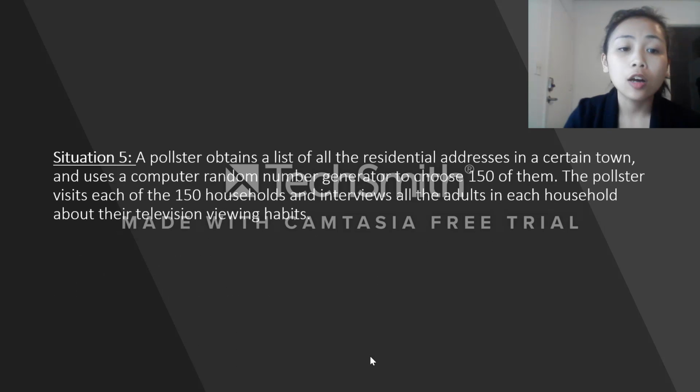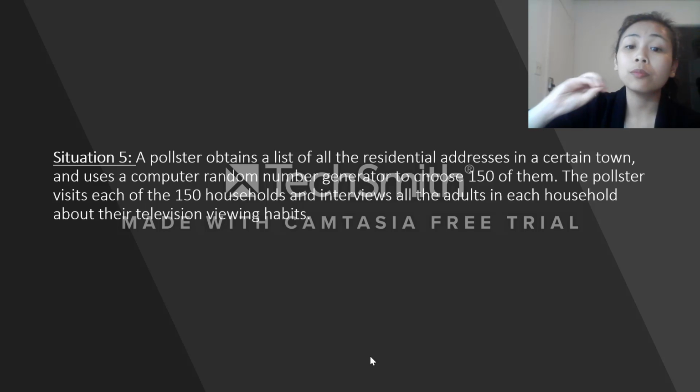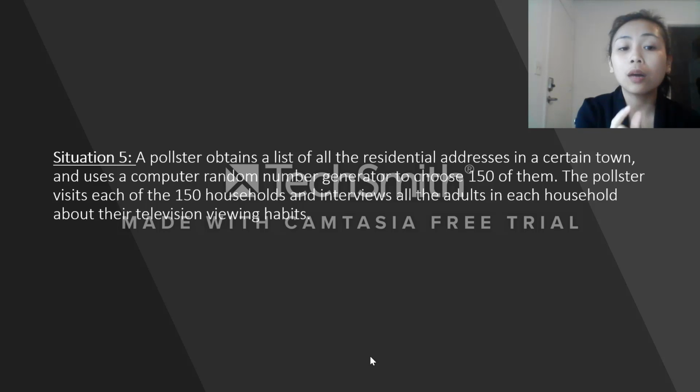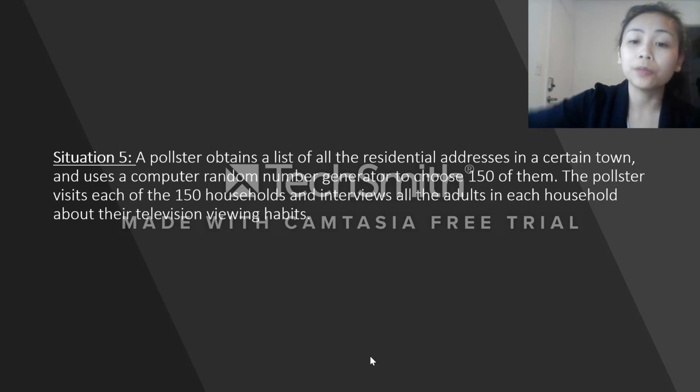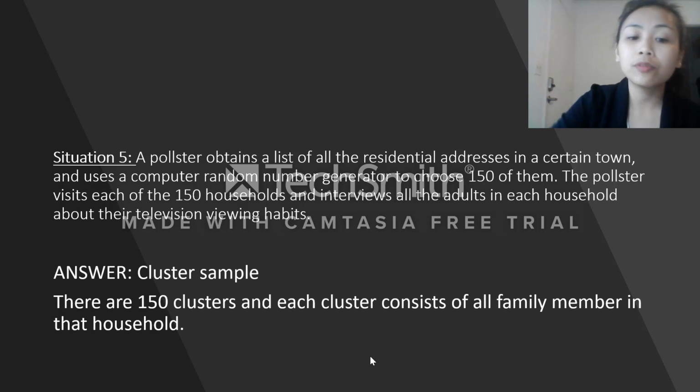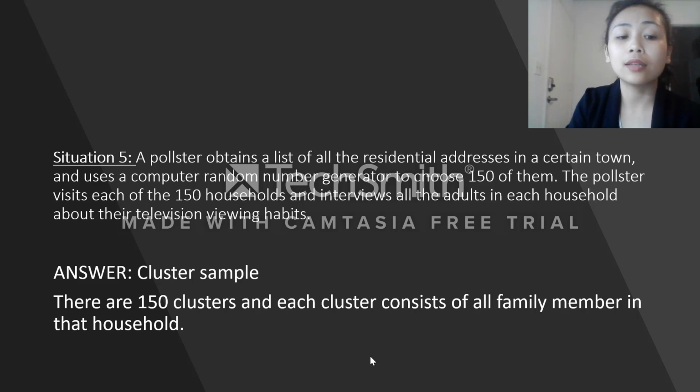Next, situation 5. A pollster obtains a list of all the residential addresses in a certain town and uses a computer random number generator to choose 150 of them. The pollster visits each of the 150 households and interviews all the adults in each household about their television news habits. So here, they make a simple random sample of the households, and in each household, they collect all the adults in that household. So this is an example of cluster sampling. They collect the simple random sample of clusters first, 150 clusters, and then in each cluster, everyone in that household is collected. There are 150 clusters, and each cluster consists of all family members in that household.